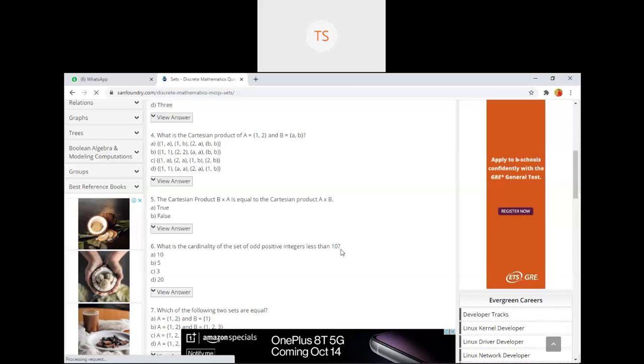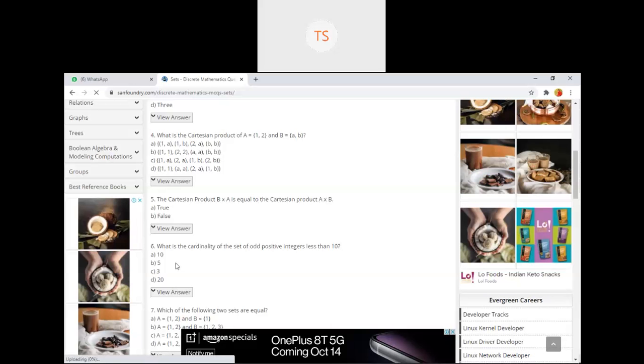Elements are 1, 3, 5, 7 and 9. Now how many elements are there? 5. That means the cardinality is 5. That is option B. The explanation is: the set S of odd positive integers less than 10 is 1, 3, 5, 7 and 9. So they have 5 elements. So the cardinality of the set is 5.